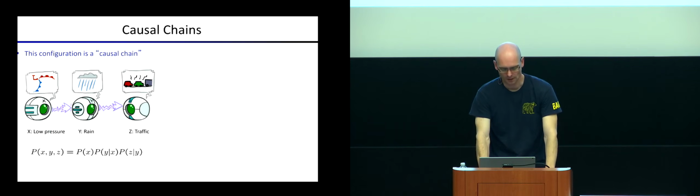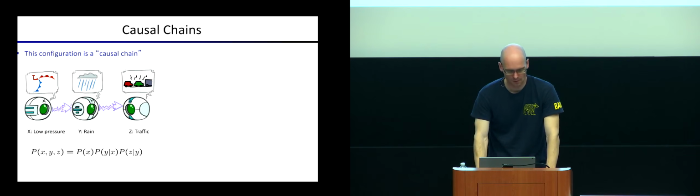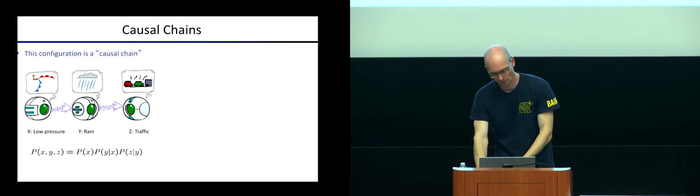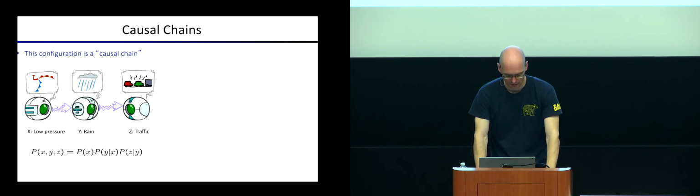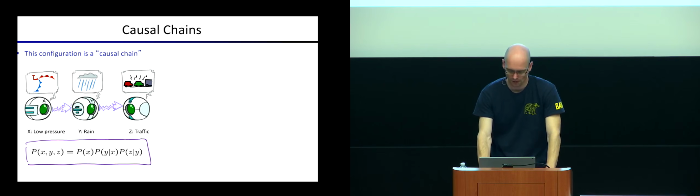Okay, here's one triplet. X points to Y, points to Z. For example, low pressure could or could not cause rain, could or could not cause traffic. This is the distribution that we get when using the above Bayes net structure.